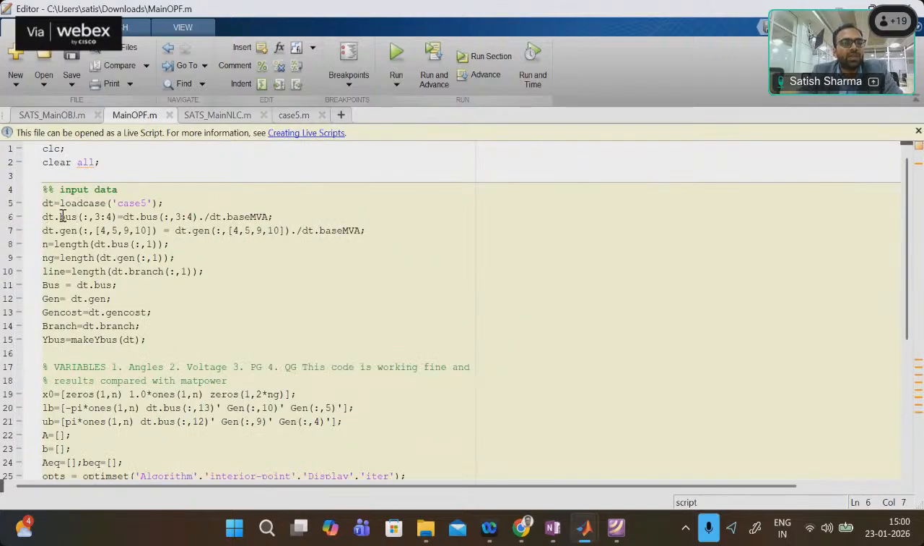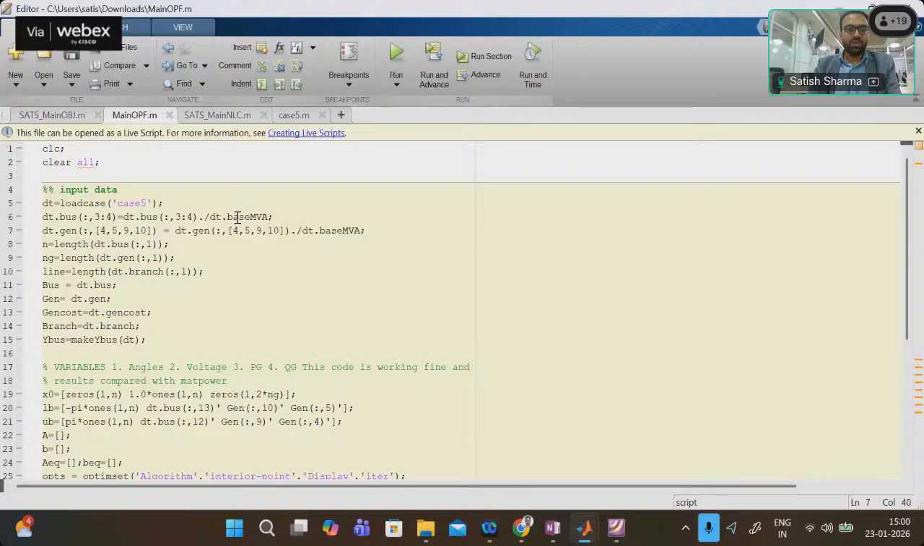So I have converted dt dot bus, and we have demand between column 3 and column 4. Column 3 is active power demand, and column 4 is reactive power, QD demand. So I have divided it with the base MVA. By dividing by base MVA, we can convert that into the per unit system. So the demand has been converted into per unit.